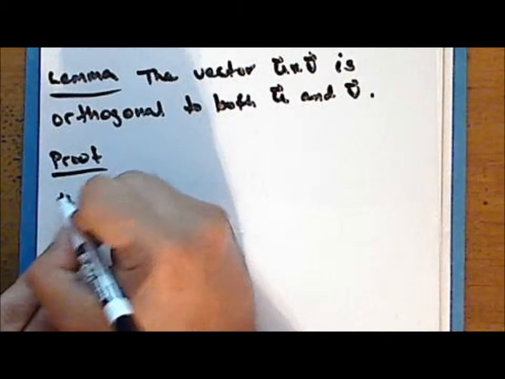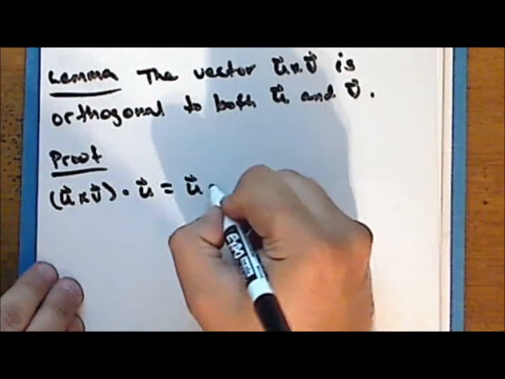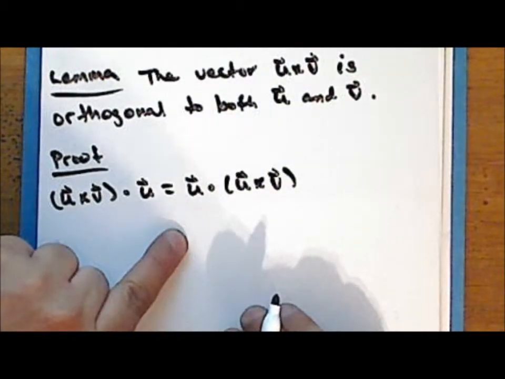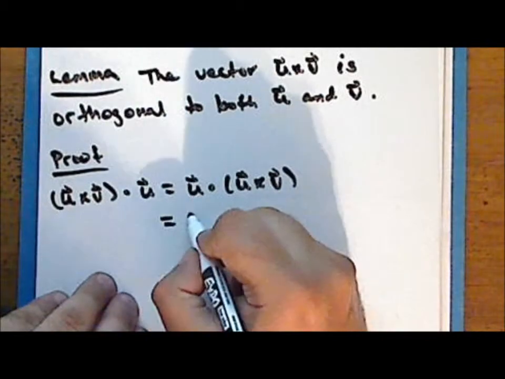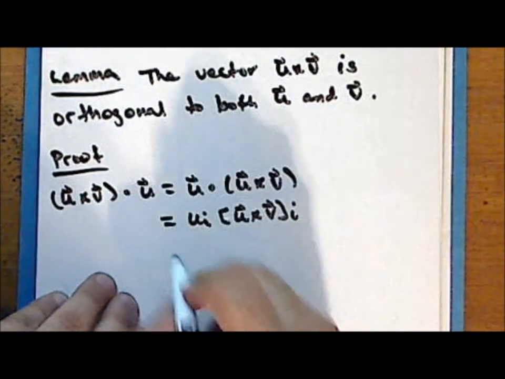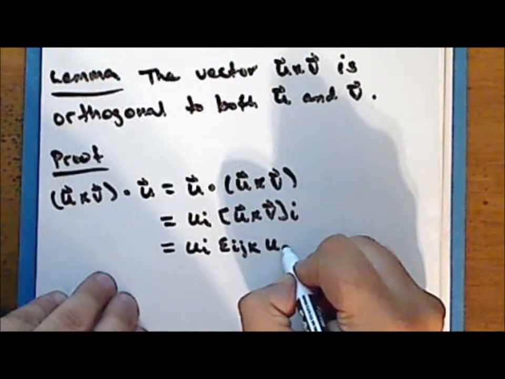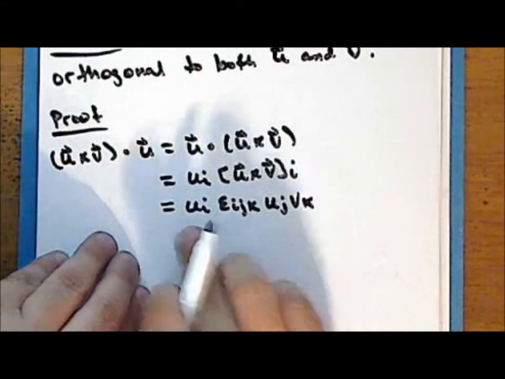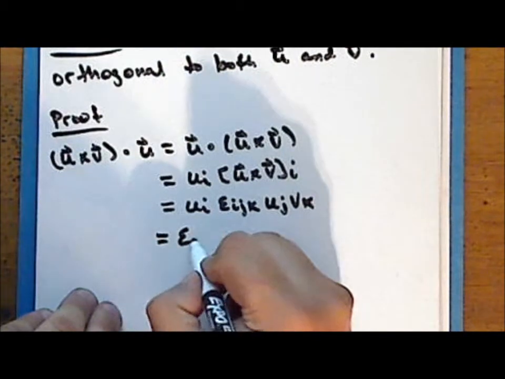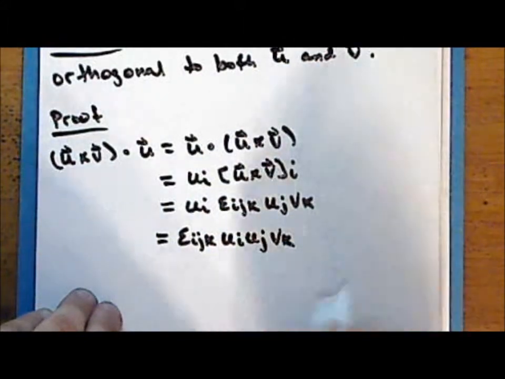So the dot product of u cross v with the vector u is the same as u dot u cross v. And this is the sum of the product of corresponding components. And so this is u sub i times the ith component of u cross v, which is u sub i times epsilon sub ijk, u sub j times v sub k. The factor u sub i can be brought inside of the sum so that we have epsilon sub ijk, u sub i, u sub j times v sub k.